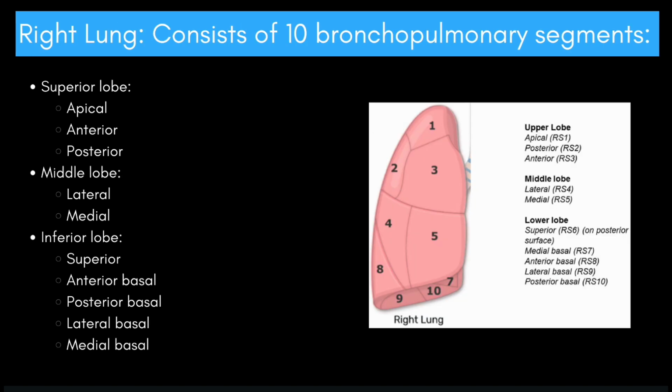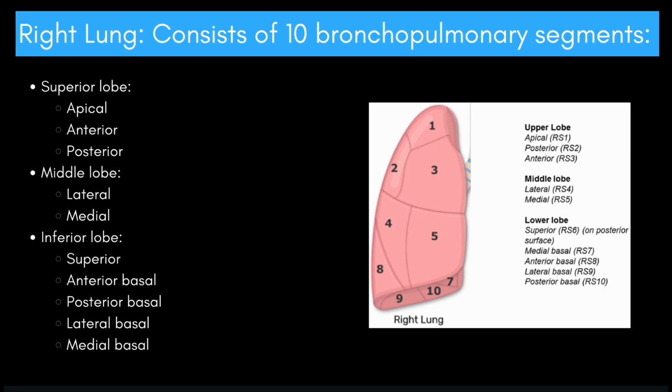So I'd like to start off talking about the bronchopulmonary segments of the right lung. The right lung has 10 bronchopulmonary segments. In the superior lobe, also known as the upper lobe, we have the apical segment, the anterior segment, and the posterior segment. In the middle lobe, we have the lateral segment and the medial segment. In the inferior lobe, we have the superior segment, the anterior basal segment, the posterior basal segment, the lateral basal segment, and the medial basal segment. And all of these segments can be seen on the picture to the right, depicting the right lung.